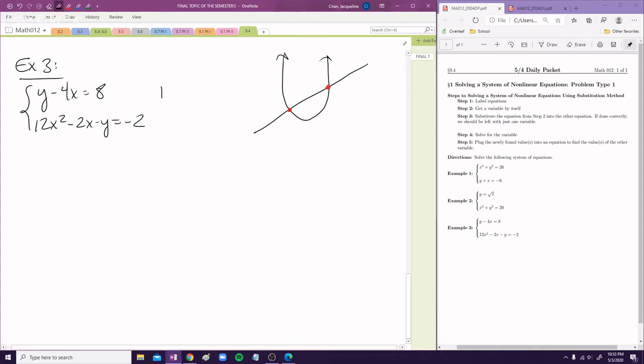So first of all, we're going to label, so A and B. Okay, and then we got it. So we're going to use substitution. To use substitution, we need to get a variable by itself. I'm going to get equation A by itself because I think it'd be a lot easier to plug it in. So I'm going to solve for y.